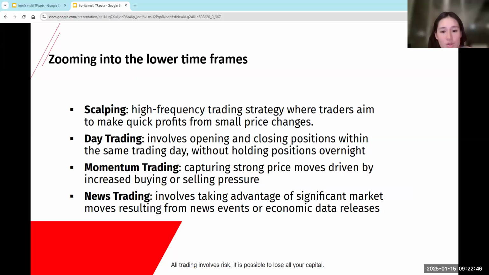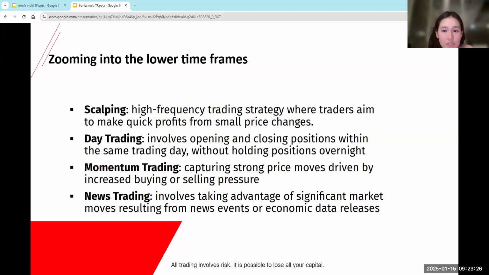Okay, so let's zoom into the lower time frames. Scalping, firstly, is a high frequency trading strategy where traders aim to make quick profits from small price changes. They open and close multiple positions within a short period, sometimes within seconds or minutes, and you're trying to capture these small price differentials. Scalpers will often rely on technical analysis indicators. Again, these will include your moving averages or oscillators to identify these shorter term trading opportunities.